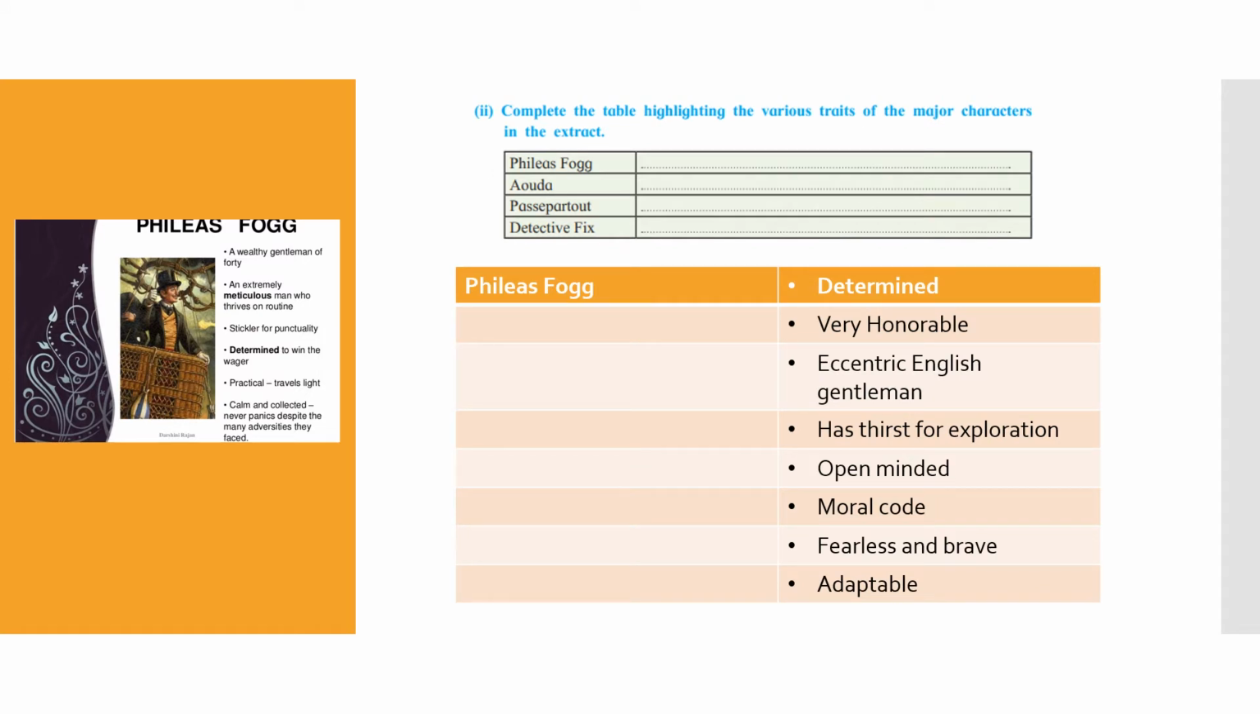Complete the table highlighting the various traits of the major characters in the extract. First one, Phileas Fogg. After learning the story of part 1 and part 2 and reading about the characteristic details of Mr. Phileas Fogg, we know that he's determined, he's very honorable, he's an eccentric English gentleman, he has the thirst for exploration, he's open-minded, he has a moral conduct, he's fearless, brave and adaptable.